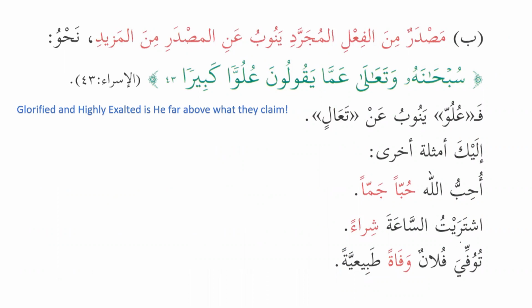And number two, masdar from the verb that has three root letters. It deputizes for the masdar of the derived form. For example, subhanahu wa ta'ala amma yaqulun uluwan kabira. So now we can see here, ta'ala is from number 8, I guess, and uluwan is from number 1. So what we have seen over here, uluwan deputizes for ta'ala.